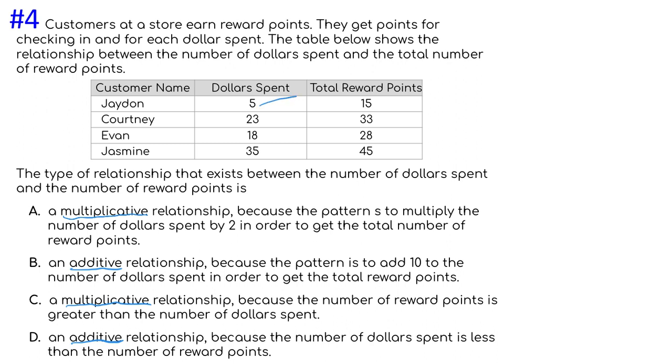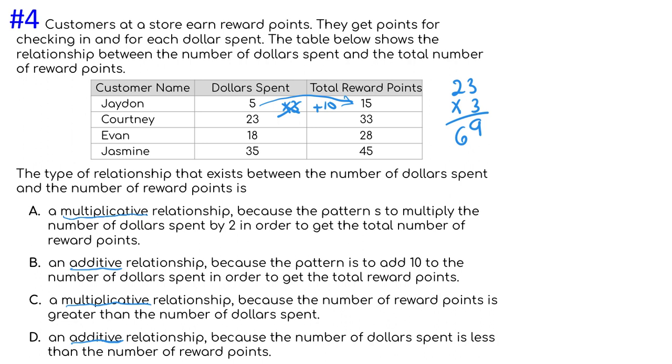So we're going to go from 5 to 15. How does a 5 become a 15? Well, that could be times 3, or it could be plus 10. So we check beyond that. So is 23 times 3 going to be 33? I doubt it, but we'll check just in case. 69, absolutely not. So not times 3.